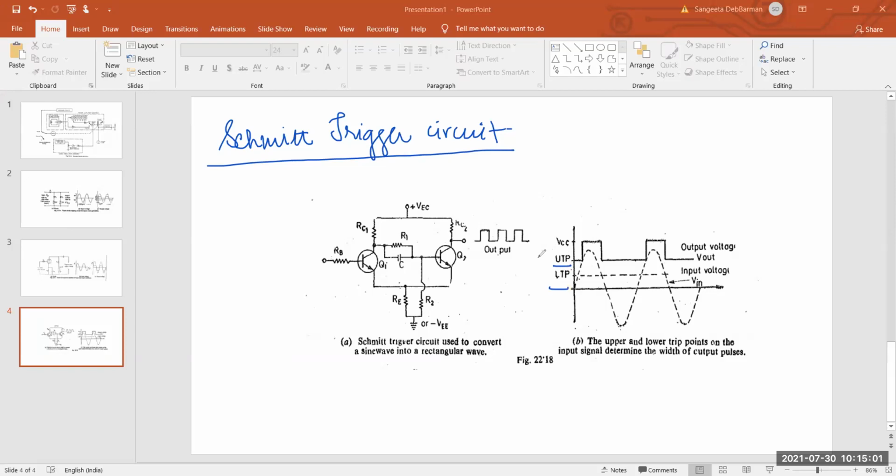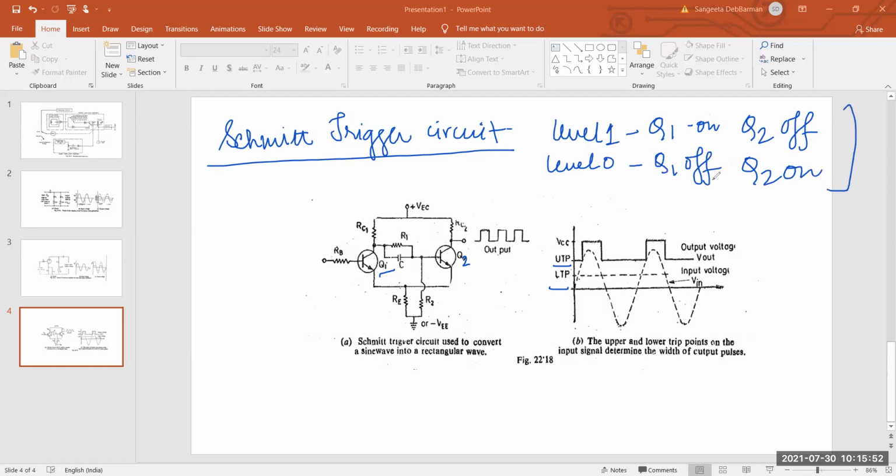Okay, how? Level 1 occurs when the transistor Q2 is turned off. See, in this particular picture there are 2 transistors, Q1 and Q2. So one waveform, level 1, is obtained when Q2 is turned off, or you can say Q1 is on and Q2 is off. When this happens, the level 1 waveform is obtained. And level 0 waveform occurs when Q1 is off and Q2 is on. So this is the working principle, how it's going on.